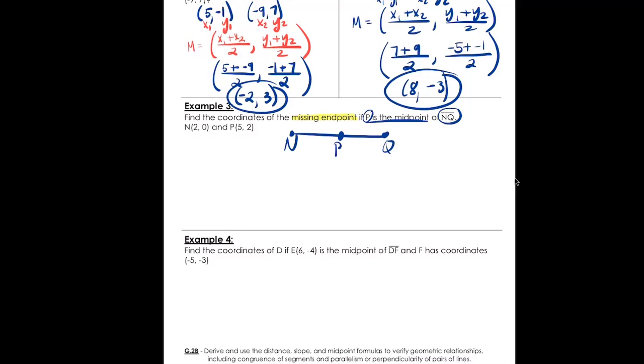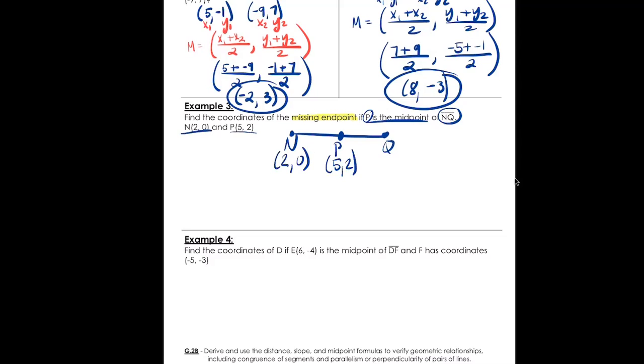Now put in what they give you. They tell you that N is 2, 0. So this point here is 2, 0. And they tell you that P is 5, 2. So put 5, 2 right here. So what do you notice about this question? In the first two, they gave you the two endpoints and they wanted you to find the midpoint. Here, they give you the midpoint and one endpoint. You have to work backwards and find the missing endpoint. You have to find Q. That's what we're looking for, okay?